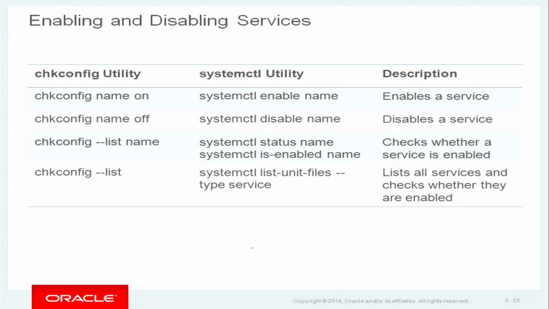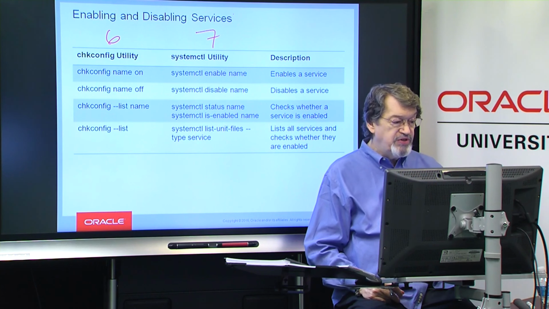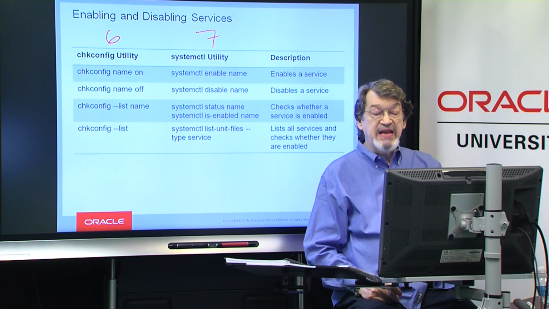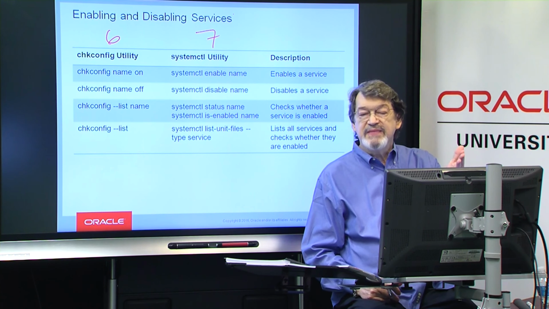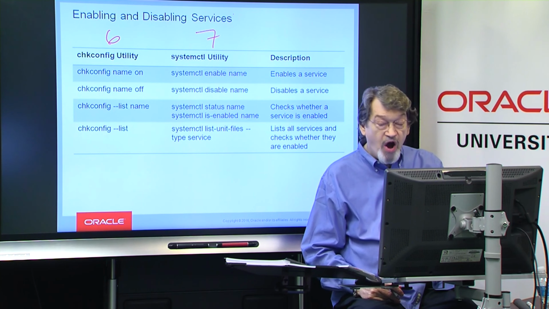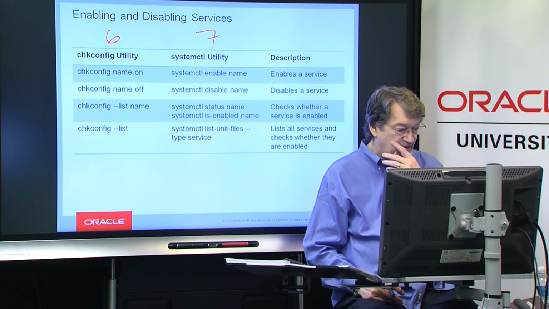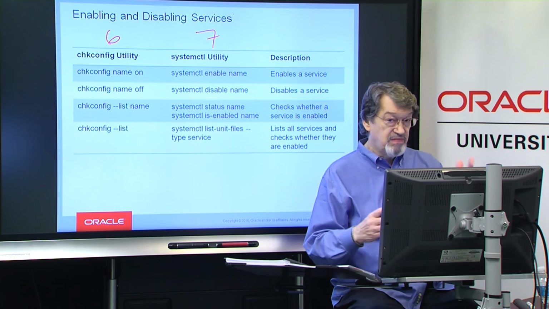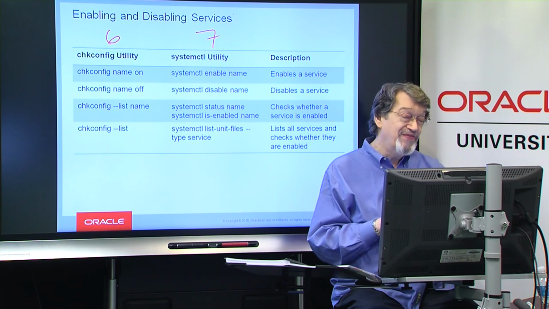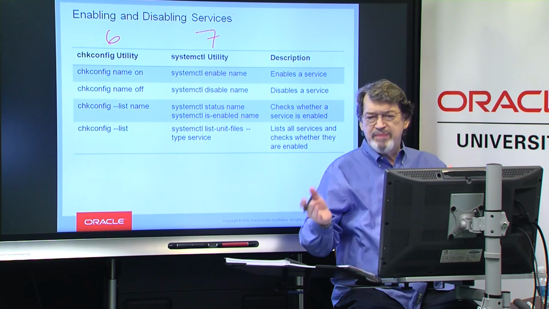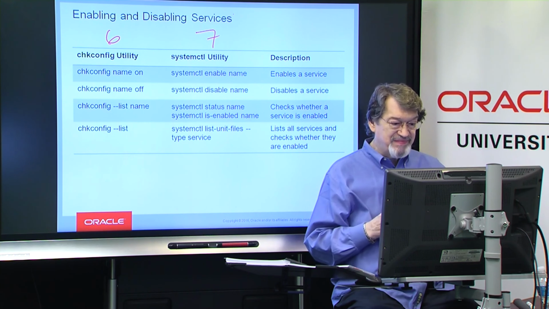Check config. That was the command I mentioned in 6. All right? So this is 6. That's 7. And so you would do a check config name SSHD on. Name off. List name or list with no qualifier. And you once again want to pipe that into less.